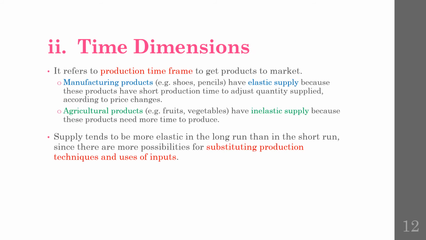Time dimensions refers to the production time frame to get products to market. Manufactured products have elastic supply because these products have a short production time to adjust quantity supplied according to price changes. Agricultural products have inelastic supply because these products need more time to produce. Supply tends to be more elastic in the long run than in the short run, since there are more possibilities for substituting production techniques and uses of inputs.